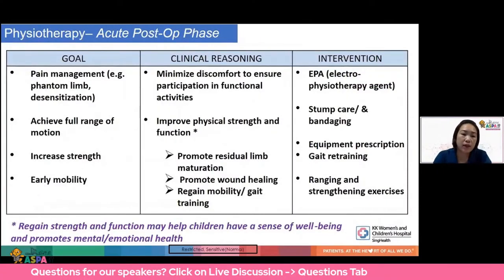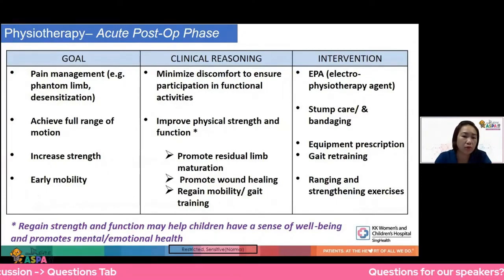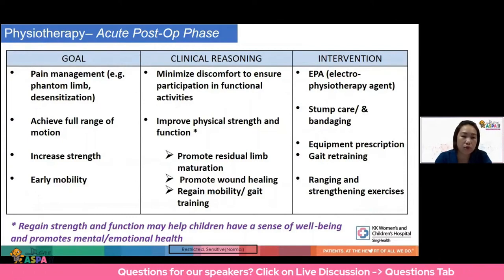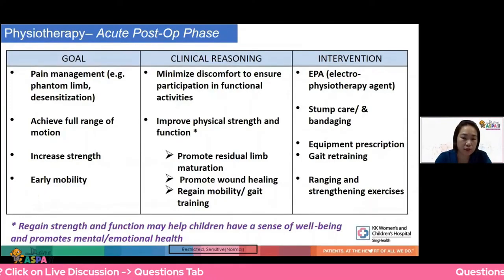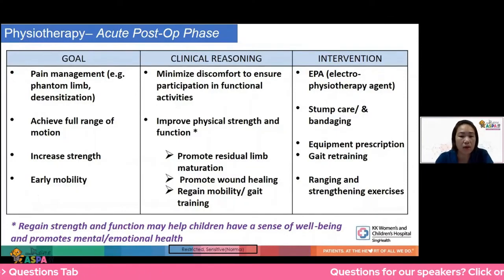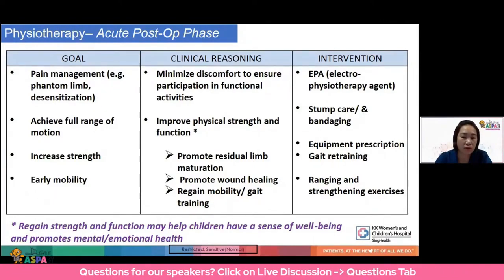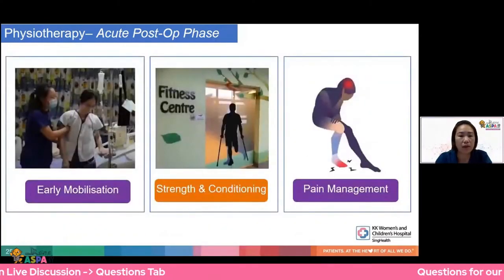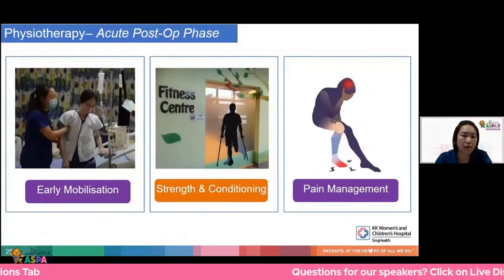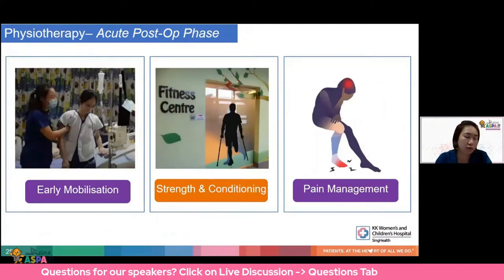And for physiotherapy, the main goal at this stage during the acute post-op phase is mainly looking into regaining function and strength and range. So early mobility will also be important to help promote the limb maturation and promote wound healing. And as long as they regain their mobility as soon as possible, that will give them increased confidence and a sense of well-being to promote their mental and emotional health. Okay, and that can be done by these three main categories, where we will focus on early mobilization, strength and conditioning exercises, and pain management.